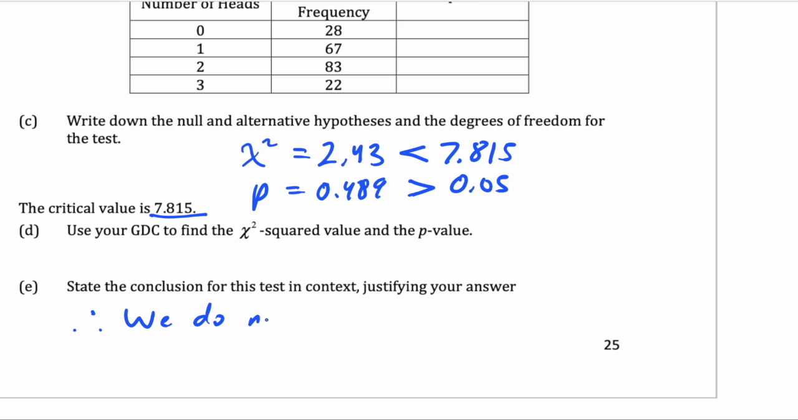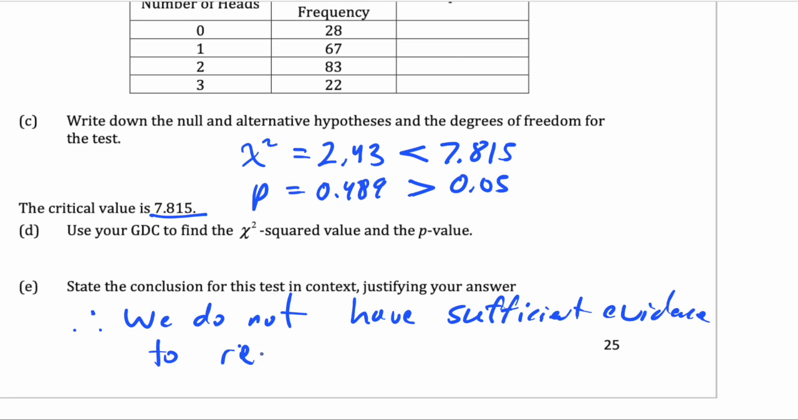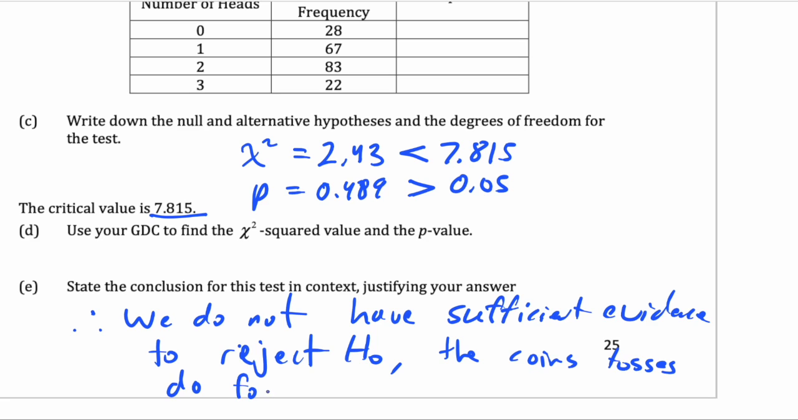We do not have sufficient evidence to reject the null hypothesis. That means the coin tosses do follow the binomial distribution. What was it? B(3, 0.5).